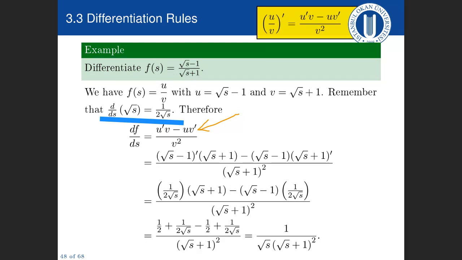Because the derivative of the square root of s is 1 over 2 square root of s, and because the derivative of minus 1 or plus 1 is just 0, I get 1 over 2 square root of s, and then square root of s plus 1 minus square root of s minus 1, and then another 1 over 2 square root of s, and then all divided by root s plus 1 all squared. And then we need to simplify this formula as much as we can. And I'll leave the final part of this calculation for you to check.